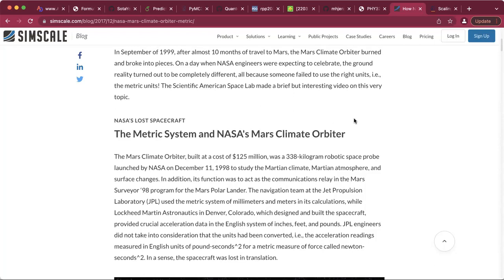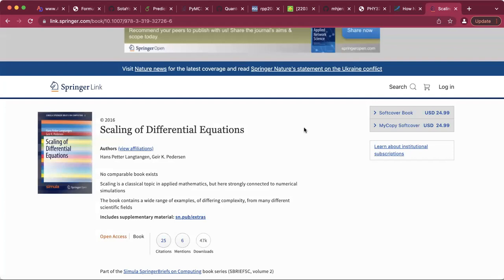That's just one case which didn't lead to people dying, but there have been cases with a fatal outcome. Too many cases, actually. If you're interested, there's a book here, written by a good friend of mine before he passed away, on scaling of differential equations. If you're interested in this topic and a deeper motivation for why you do this, it may sound like a very boring topic, but it's extremely important when you're going to solve equations and put in the right physical units.